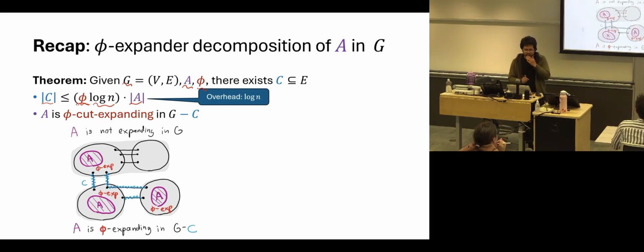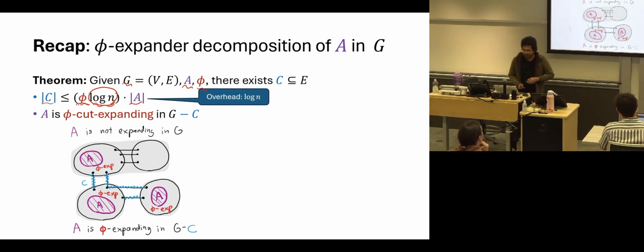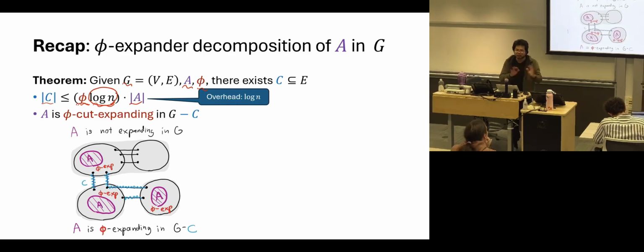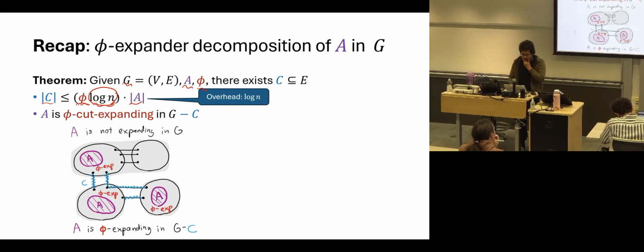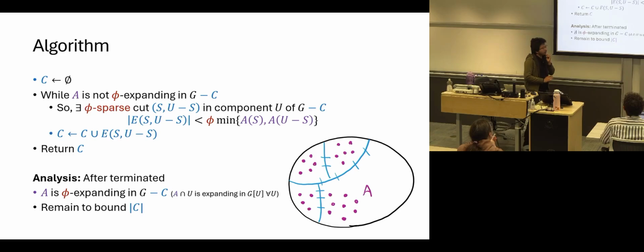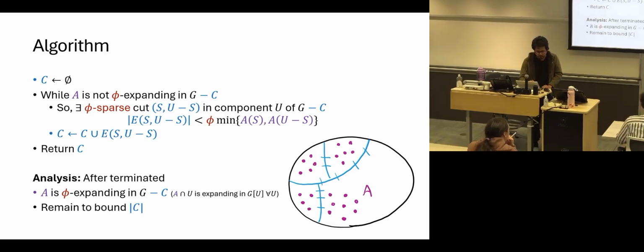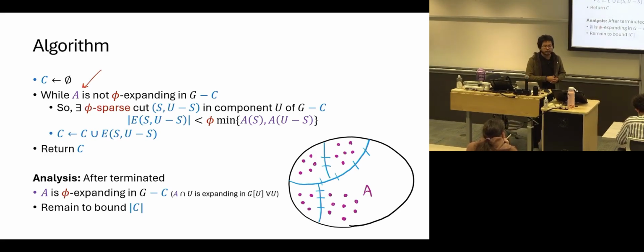We have seen this. By the way, I'm going to call this log n thing the overhead factor. And we saw how to construct this too: as long as A is not expanding yet, it means there must exist a sparse cut. So cut that and repeat.